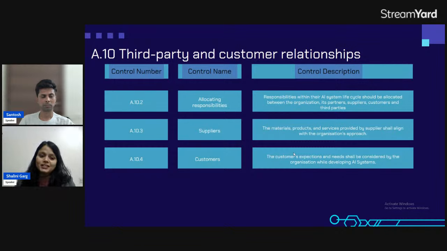The organization should understand the customer's expectations and needs when it is supplying a product or service related to an AI system. One organization can have very different types of customer relationships, with different needs and different expectations. For example, the organization can identify risk related to the use of AI products and services by the customer and can decide to treat the identified risk by giving appropriate information to its customer, so that the customer can treat the corresponding risk. So it's all about the standards which we have introduced.